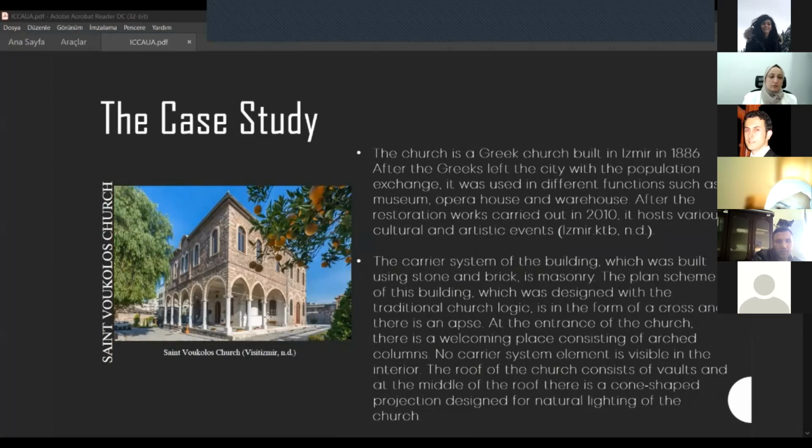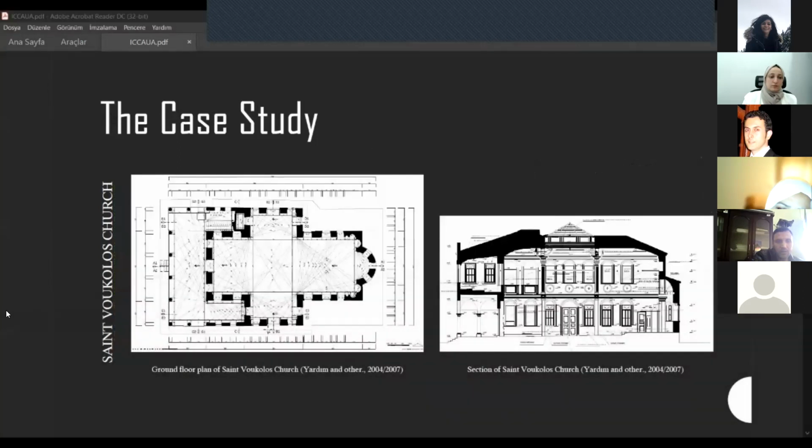The plan scheme of the building, which was designed with the traditional church logic, is in the form of a cross, and there is an apse. At the entrance of the church, there is a welcoming place consisting of arched columns. No carrier system elements are visible in the interior. The roof of the church consists of vaults, and at the middle of the roof there is a cone-shaped projection designed for natural lighting of the church.